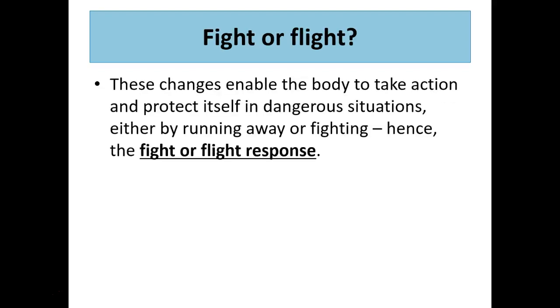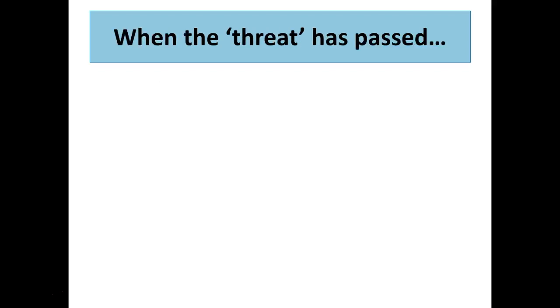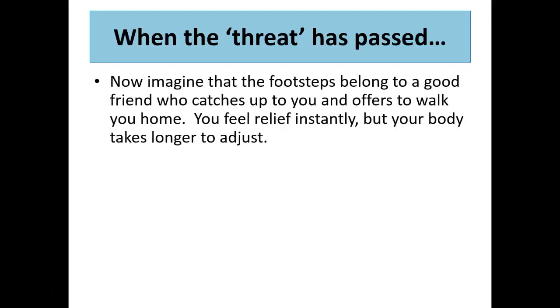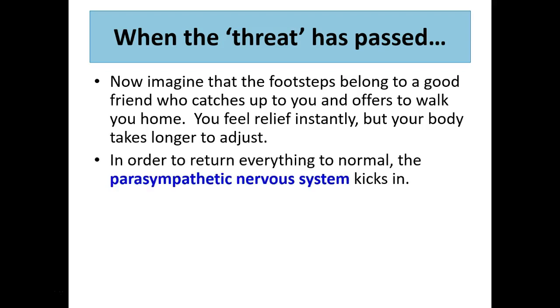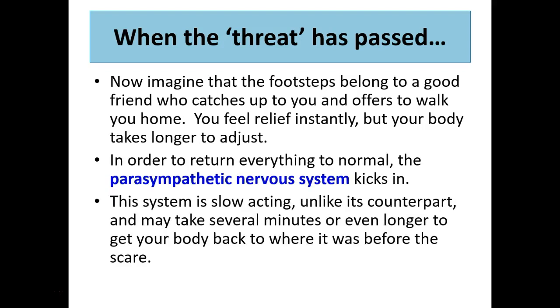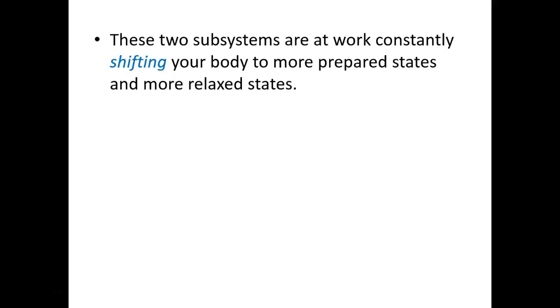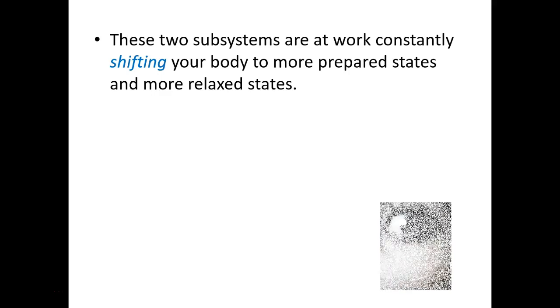These changes enable your body to take this action. When the threat has passed, imagine that that person was just a friend. Okay, you feel relieved, but it still takes a while for the parasympathetic system to take your body back down to normal. These two systems are constantly working to keep your body in a normal state, and this is what we call homeostasis.